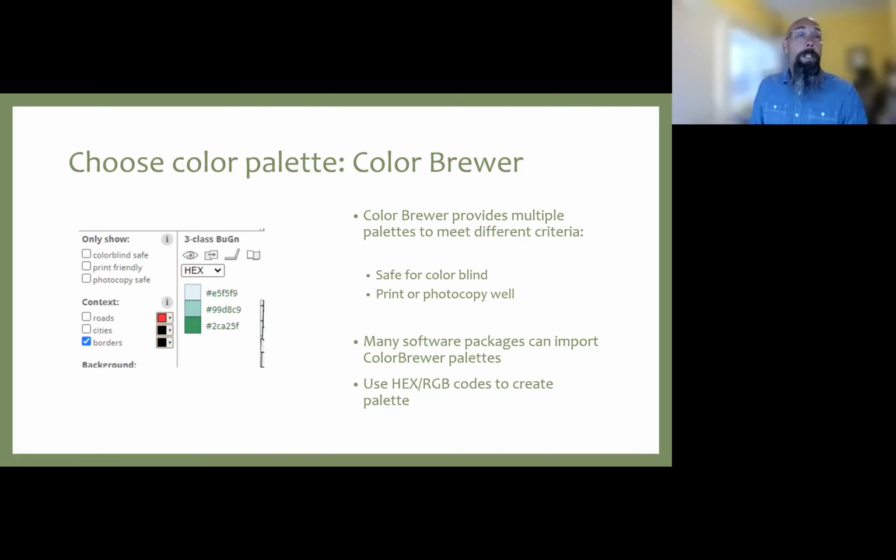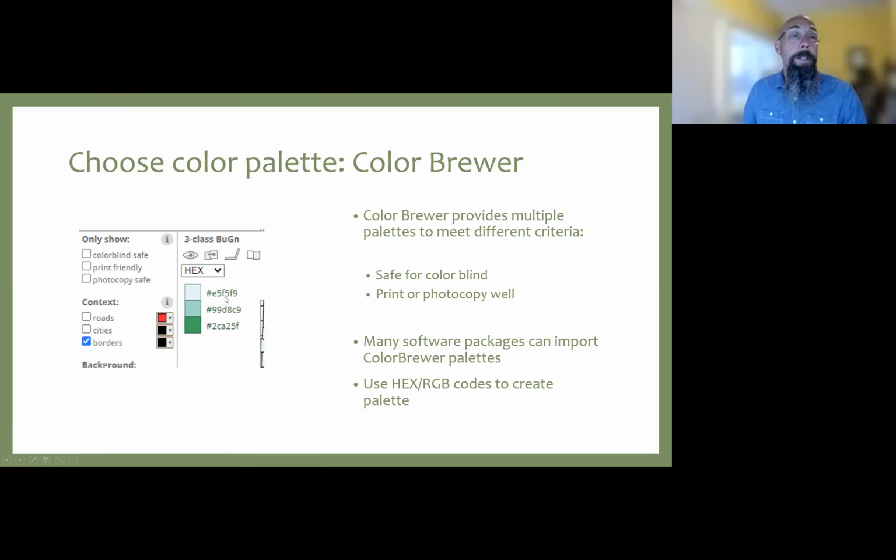Now, if you want to choose color, you can, as I said, go to Color Brewer. You can click on any of them, and you actually can highlight which palettes are colorblind safe or print friendly or photocopy safe, and it'll filter for you.